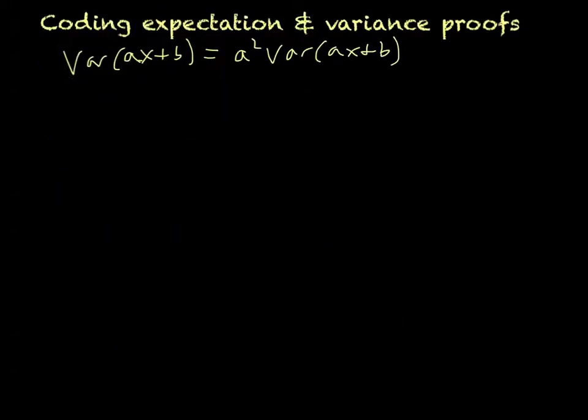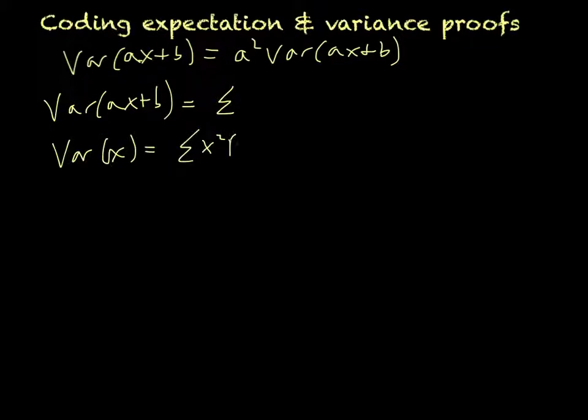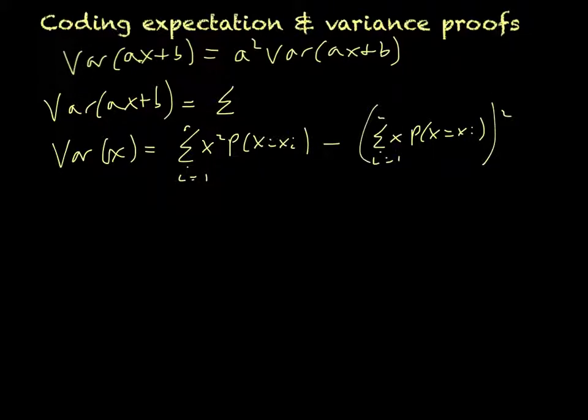Let's do the same now for the variance then. So we want to prove the above. We'll start with Var of ax plus b, and from our variance formula, we know that Var x is the same as the sum of x squared P of x equals xi, i going from 1 to n, subtract our mean squared, isn't it? Our expectation squared, which was the sum of x P of x equals xi, i going from 1 to n, all squared.